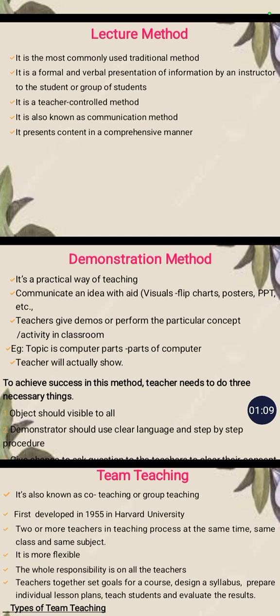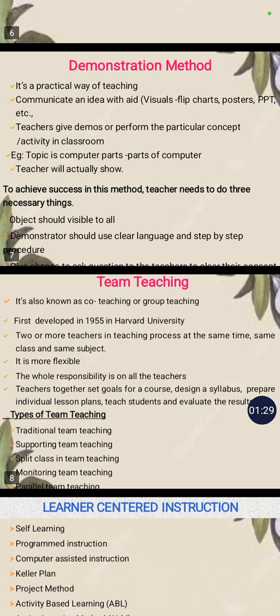Demonstration method is a practical way of teaching. Communicate an idea with aids, visuals, such as flip charts, posters, PPT, etc. Teachers give demos or perform the particular concept or activity in the classroom. An example topic is computer parts. To achieve success in this method, the teacher needs to do three necessary things. Objects should be visible to all. The demonstrator should use clear language and a step-by-step procedure.